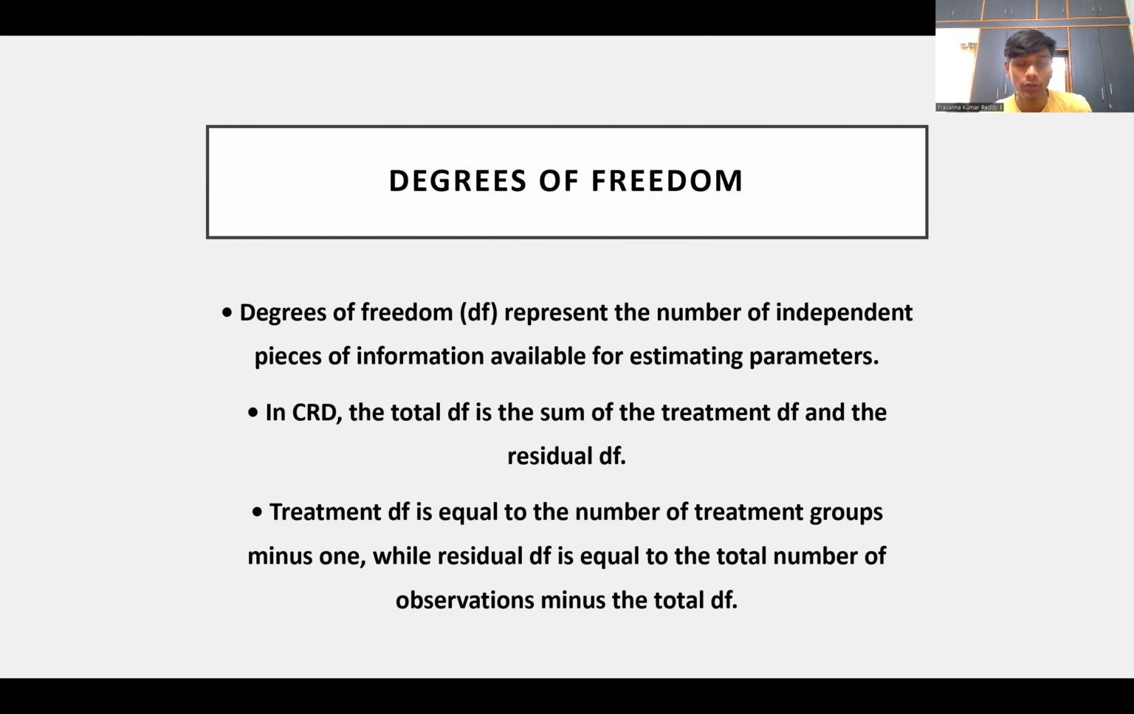Degrees of freedom. Degrees of freedom, DF, represents the number of independent pieces of information available for estimating parameters. In CRD, the total DF is the sum of the treatment DF and the residual DF. Treatment DF is equal to the number of treatment groups minus 1, while residual DF is equal to the total number of observations minus the treatment DF.